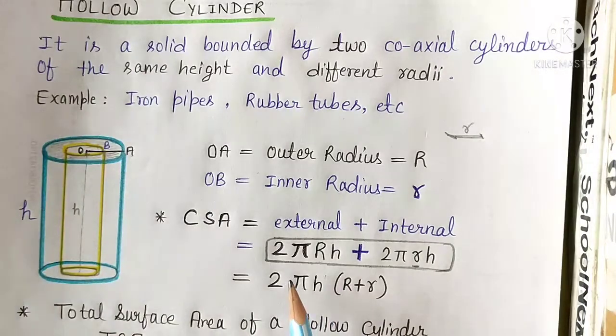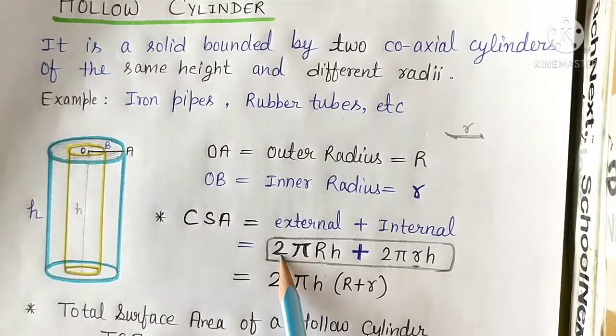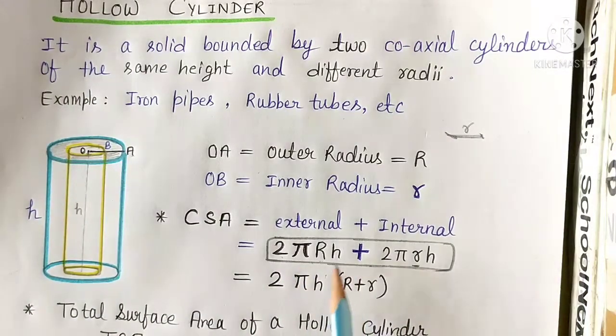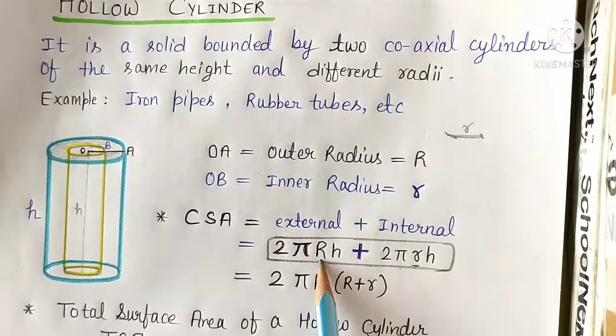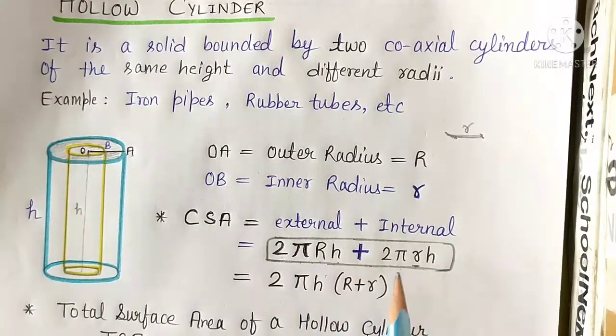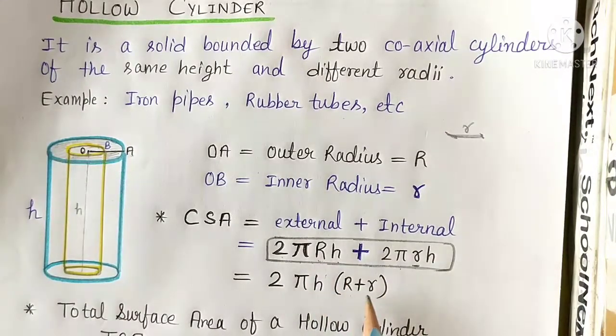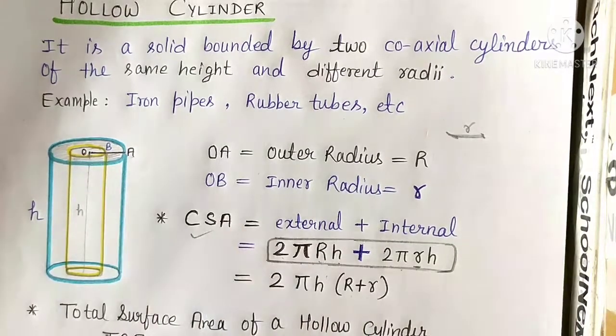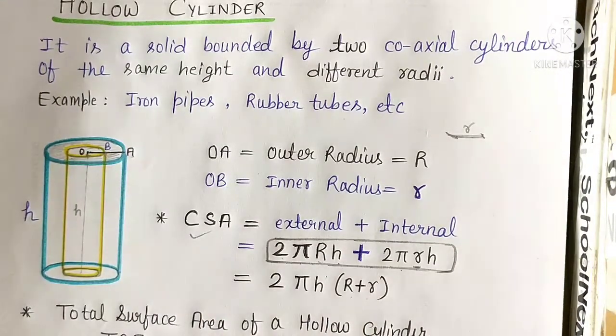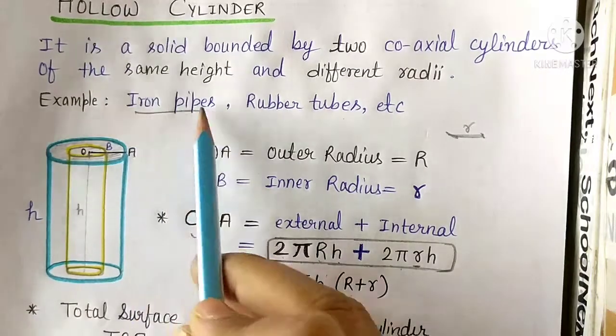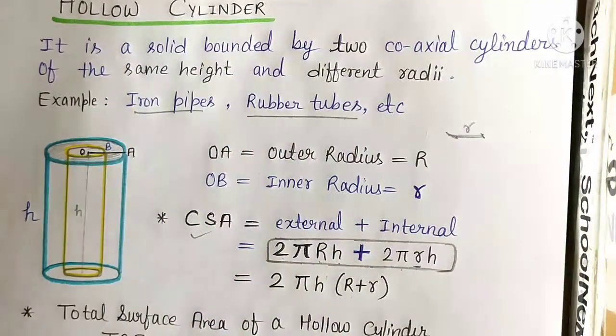Then what will we take? We will take common: 2 is common here, 2 is here also, pi is common, and H is also common. Now R is different, remember. So capital R plus small r we have taken in a bracket as common. So we will use this formula to find the CSA of a hollow cylinder, where we are given iron pipes, rubber tubes, etc. Okay.